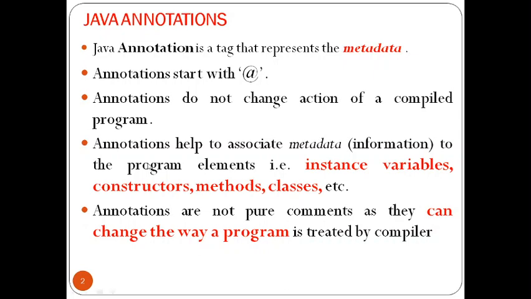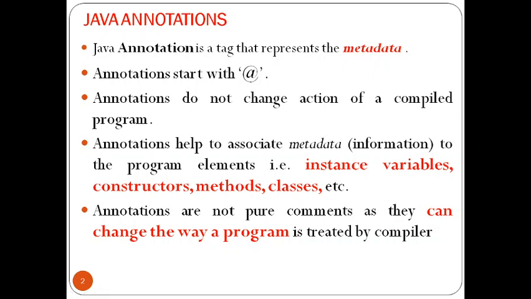That's why the definition of a Java annotation is: a Java annotation is a tag that represents metadata. What is metadata? Metadata means information about the information, about the data, about whatever program we are having. If you want to give more information about the program, we can provide that by using Java annotations. These Java annotations start with a symbol called at the rate.